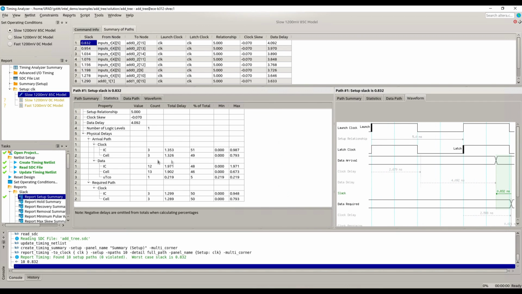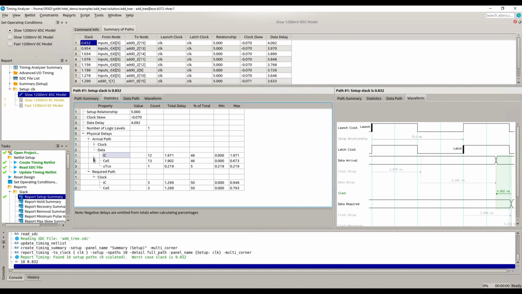Similarly, if we go over here and look at the statistics, previously we focused on these data delays on the arrival path, and in the original version of the code, the cell delays were the biggest bottleneck. And so by pipelining the adders, we significantly reduced those cell delays. And you'll see now that interconnect delays are actually the biggest contributor to the propagation delay between the registers.